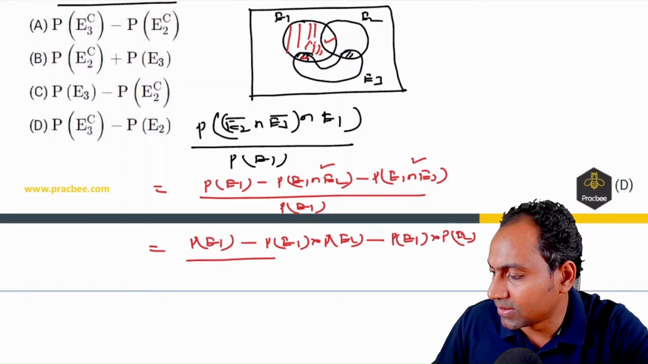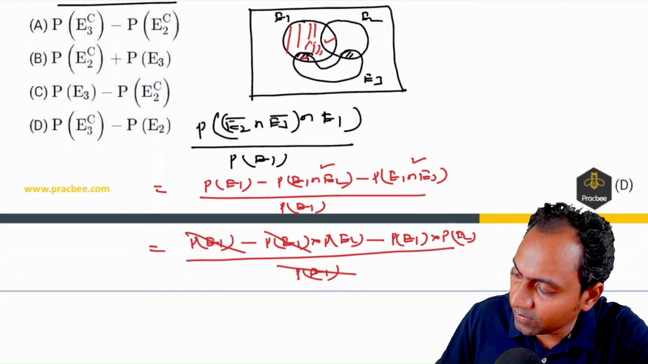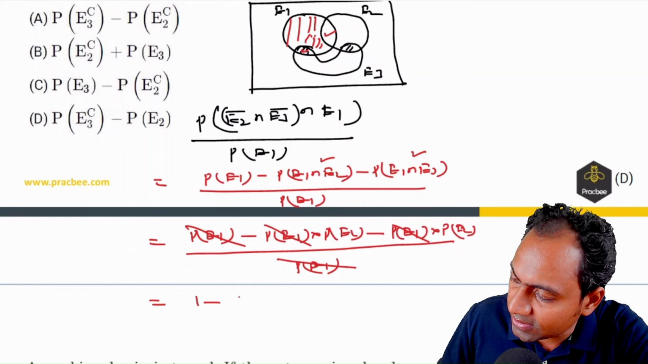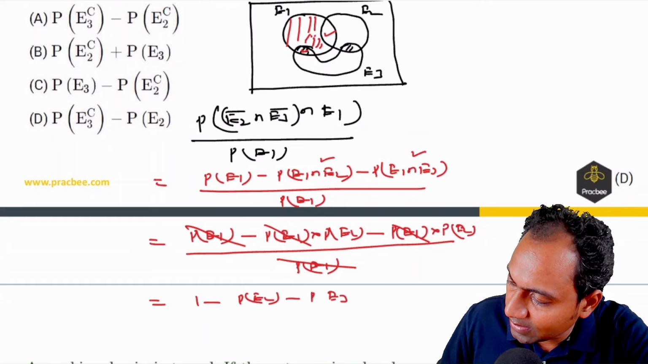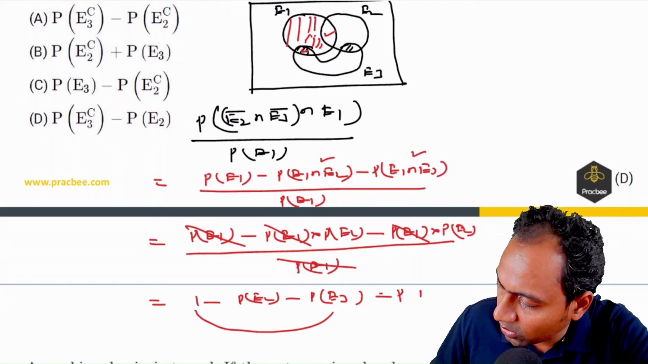Now if I divide by P of E1, you can see that P of E1 will get cancelled out, and we get a very simple relation: 1 minus P of E2 minus P of E3. If I combine the first and the third, it becomes P of E3 complement minus P of E2.